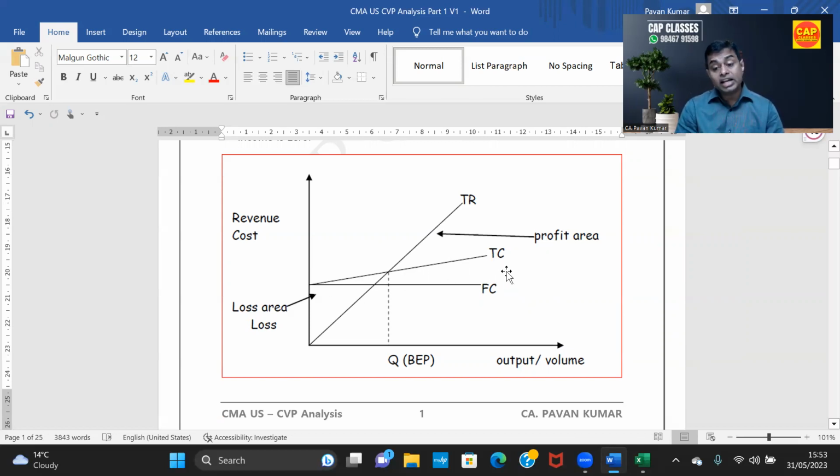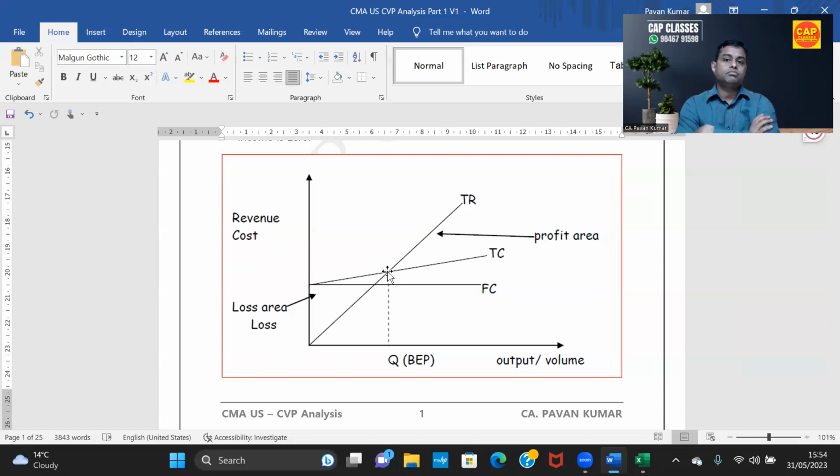So now you look at it, there is one curve TC, total cost, there is one curve TR. Look at the point of intersection, where the total cost curve intersects total revenue curve, that particular point is called break-even point. So what is break-even point? Basically, break-even point can be expressed in two ways. It can be expressed in terms of number of units, or in terms of dollar revenue. That means my cost will be recovered if I sell 5,000 units. So 5,000 units is my break-even point.